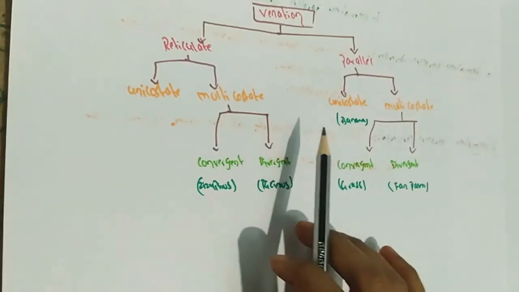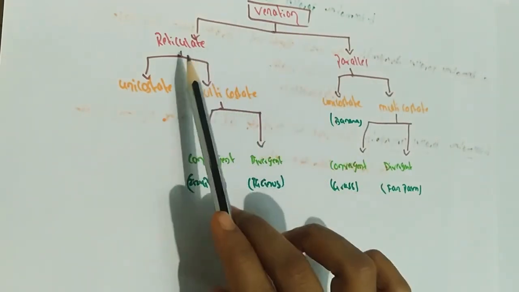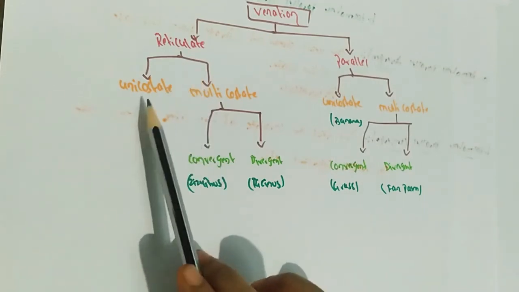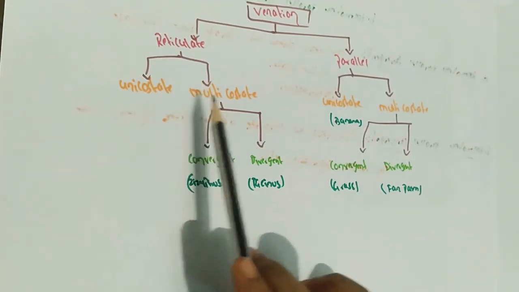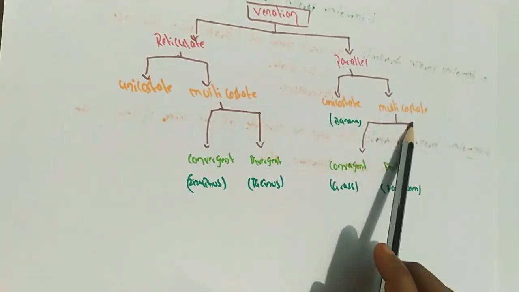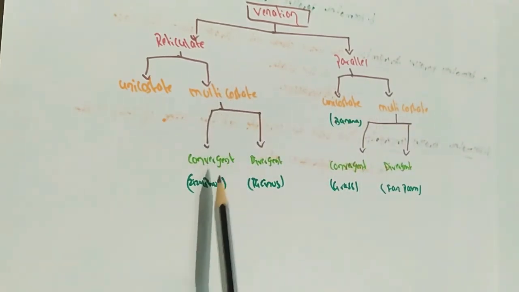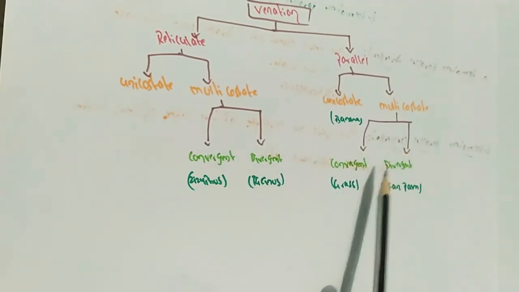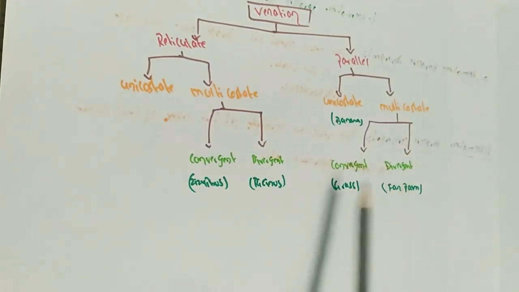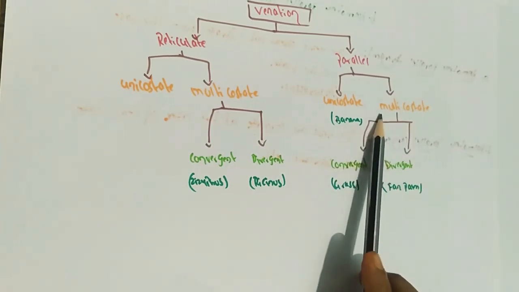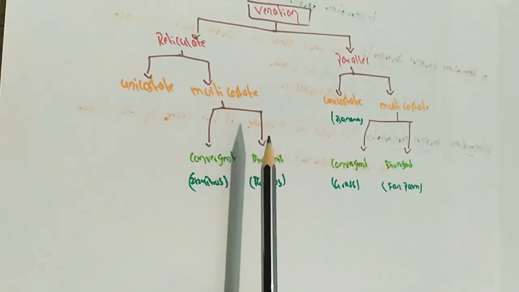The flow chart of venation. Here, first reticulate venation, second parallel venation. Reticulate is again classified into two types, unicostate and multicostate. Here also the same in parallel venation, unicostate and multicostate. Next, multicostate is classified into two kinds, convergent and divergent. But the examples are different. Parallel venation is mostly seen in monocot plants, and reticulate venation we can see mostly in dicot plants.